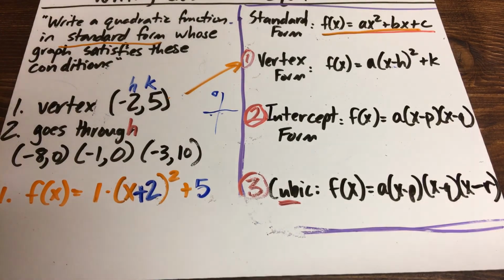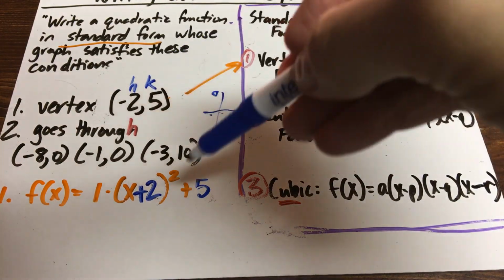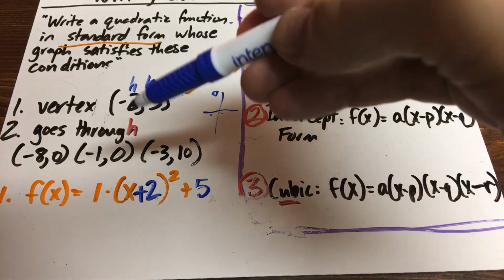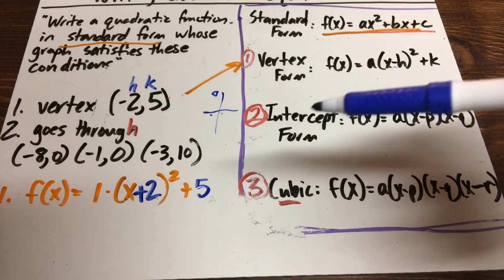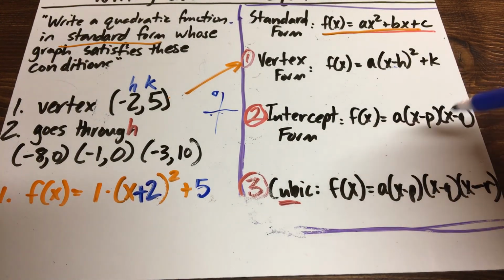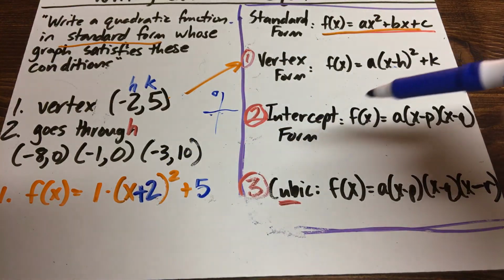So you see, there in blue, those are the only two things I did. The 5 just came straight down from here and became the letter K in our formula. The H, I had to flip the sign. Instead of negative, I had to flip it to positive. And now I have it almost done, right? This is in intercept form. What I have right here, this is intercept form.